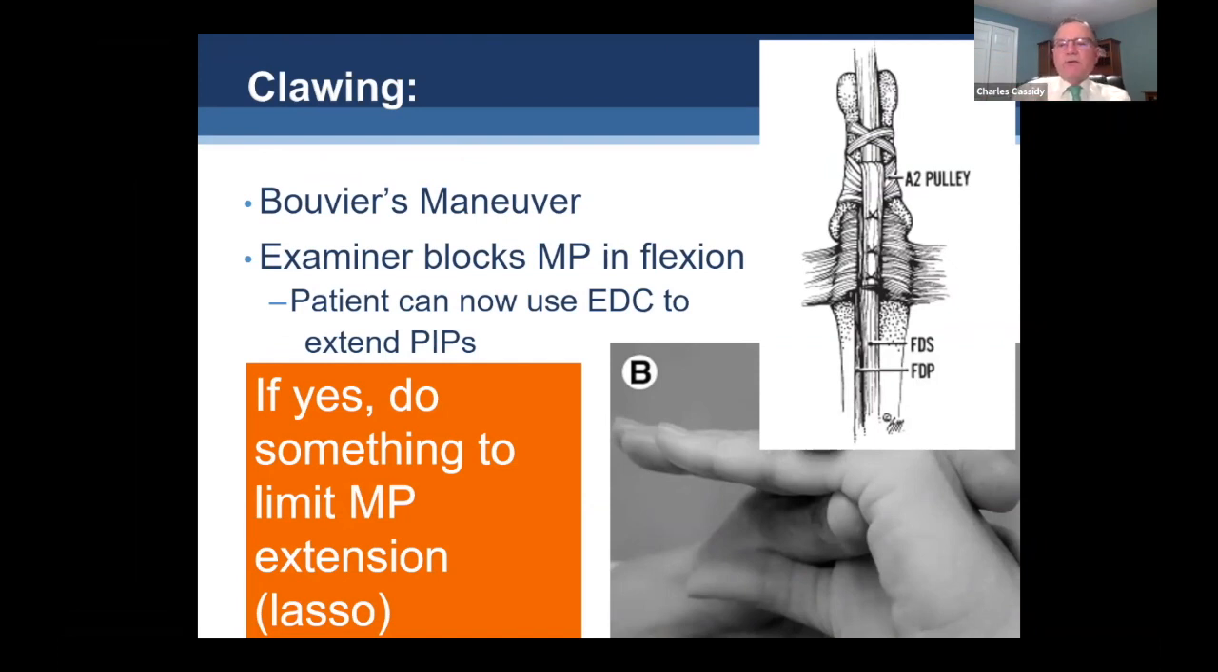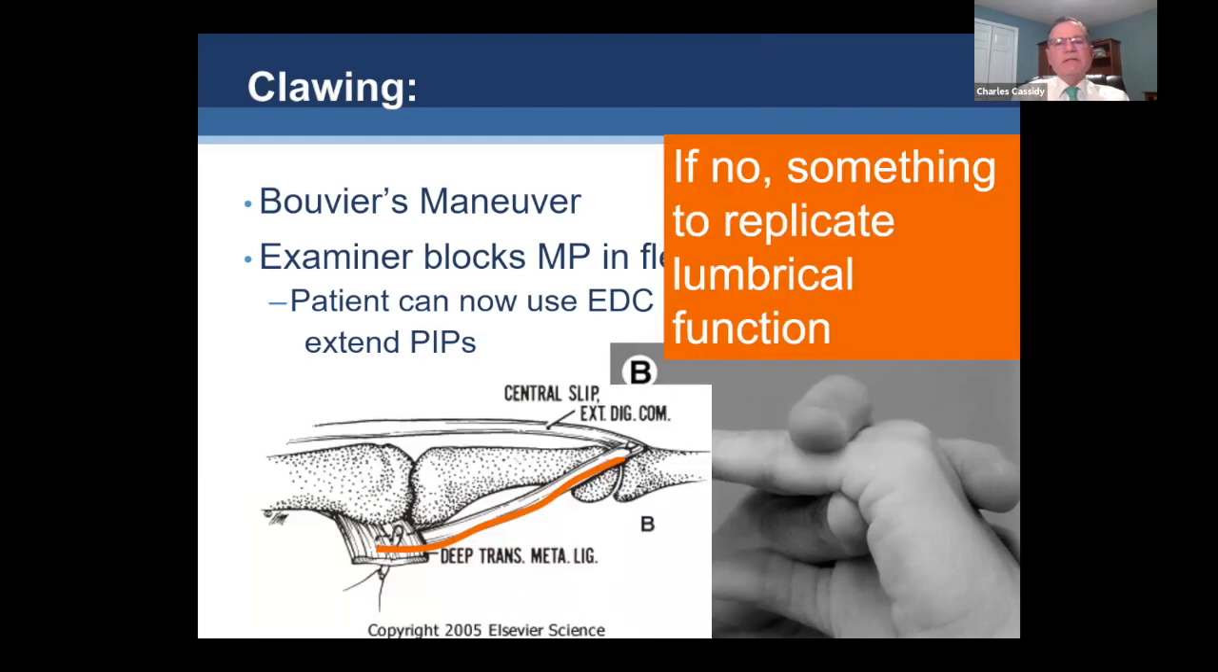And you can loop it around and sew it to itself into the flexor tendon sheath to block hyperextension. If not, that won't work, right? So if you block them down and they can't extend their PIP joints, that kind of lasso is not going to work. So you want to do something to replicate lumbrical function. So this is a simple example, but this will stretch out over time because it's not a dynamic thing.